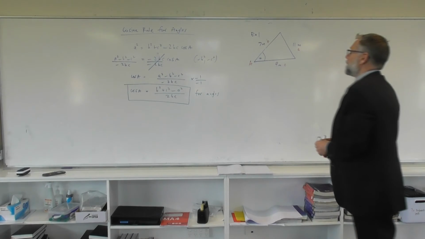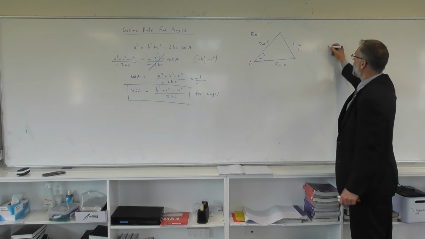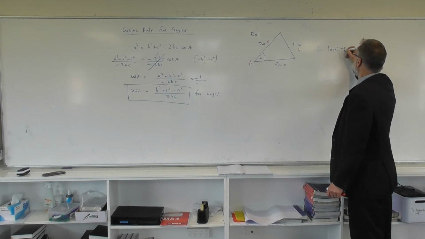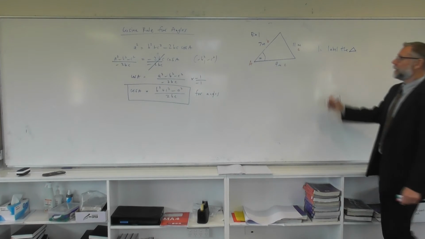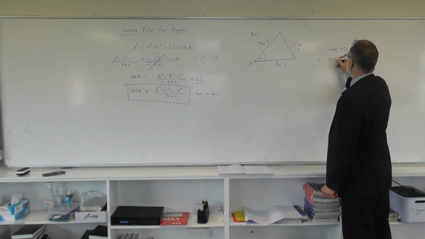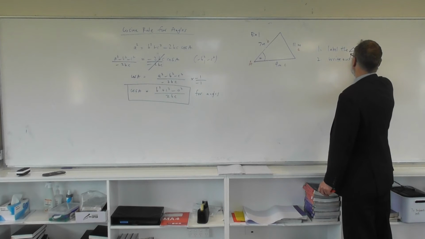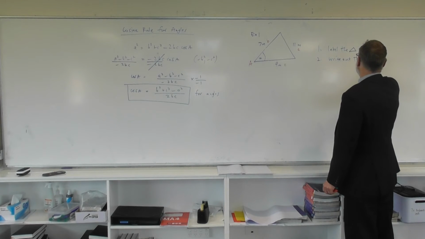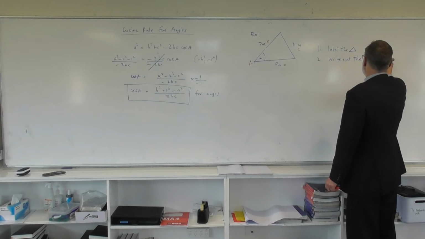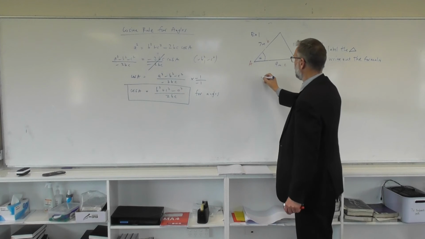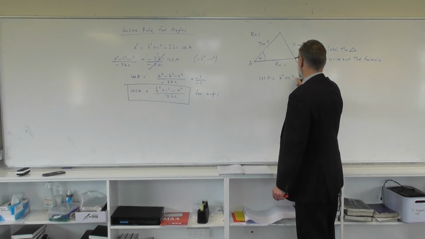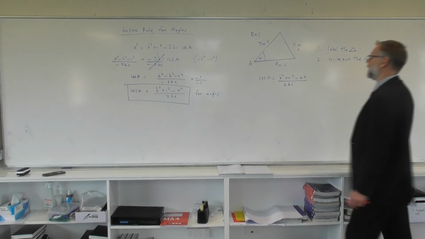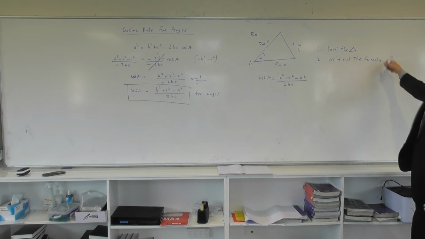Right, let's go through the process of doing this. 1, label the triangle, okay, so we've done that. And 2, write out the formula. Okay, well we better do that. So cosine of A equals B squared plus C squared minus A squared over 2BC. So we've done that, done this and done that.